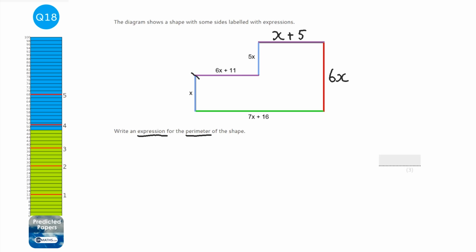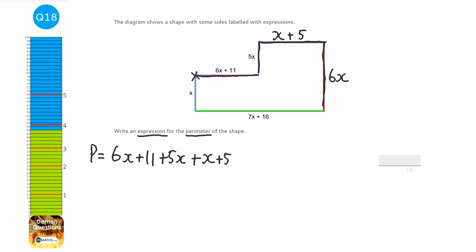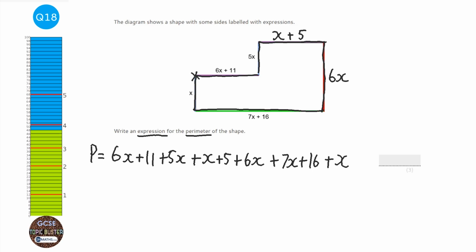Okay, we've labelled all the sides. So what I'm going to do is pick a point on the shape, and I'm just going to start walking around the shape and writing down everything as I go. So perimeter equals, and we've got 6x plus 11 plus 5x plus x plus 5 plus 6x plus 7x plus 16 plus x. So we've got quite a lengthy string of algebra there. Now we'll always need to simplify this.